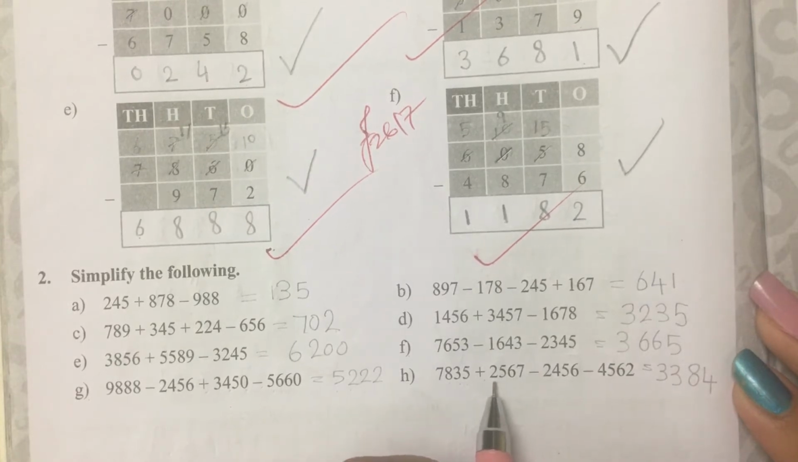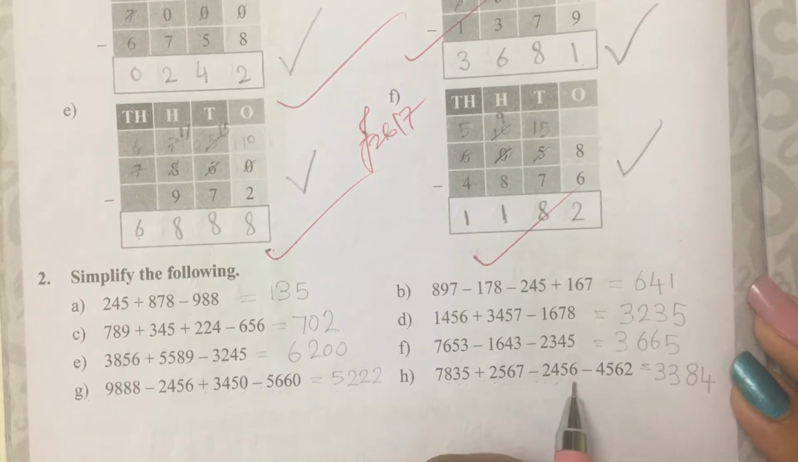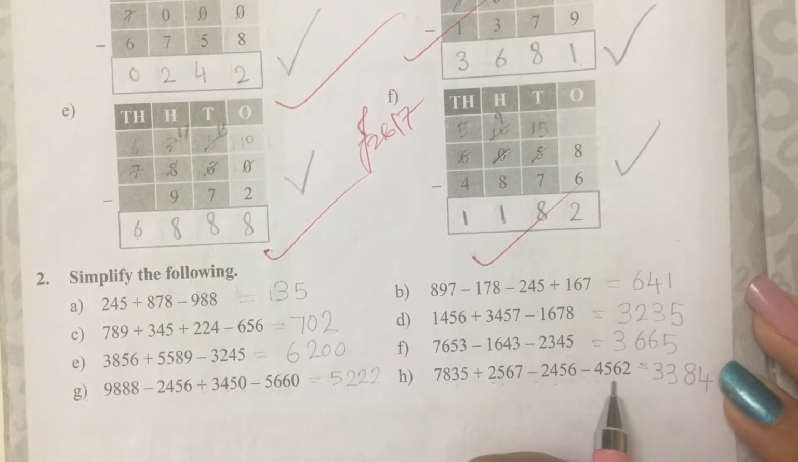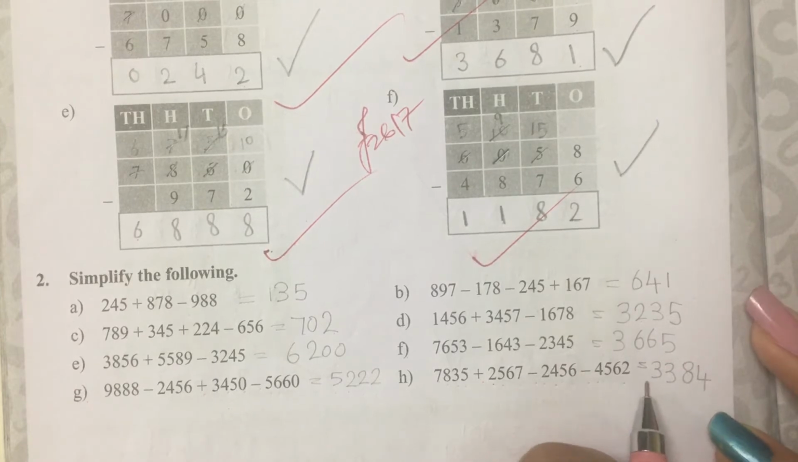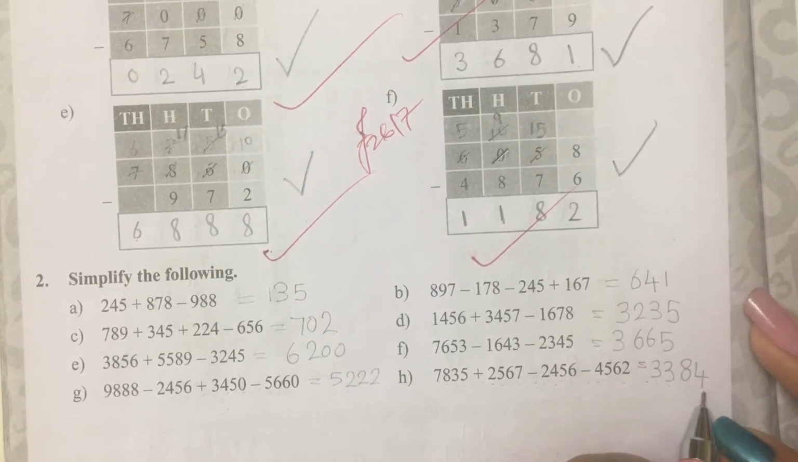And the last one, H, is 7,835 plus 2,567 minus 2,456 minus 4,562. The answer is equal to 3,384.